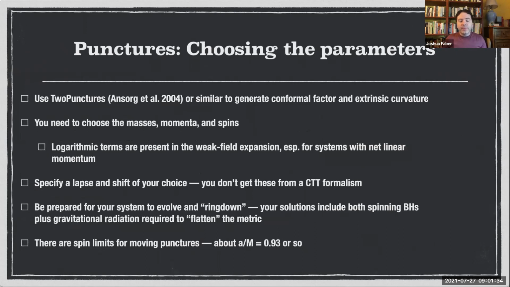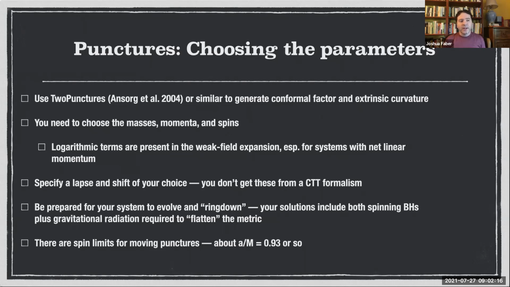So for moving puncture evolutions, this was kind of the recipe that was used widely throughout the field for years after the moving puncture breakthroughs. What you would want to do would be to use something like the TwoPunctures code or a similar kind of code to generate your conformal factor and the extrinsic curvature, since we need to use these inside a numerical evolution scheme. You need to choose the masses and momenta and spins for the black holes, according to some prescription.